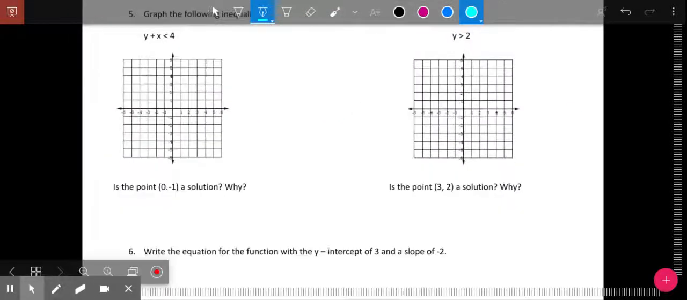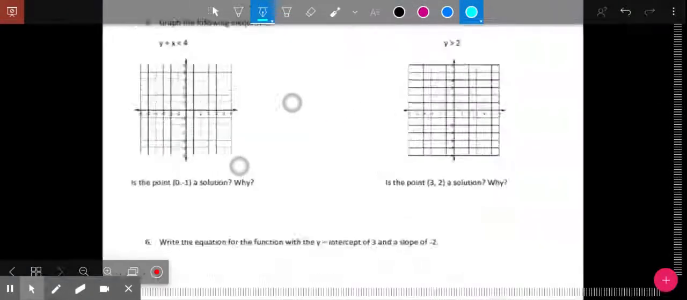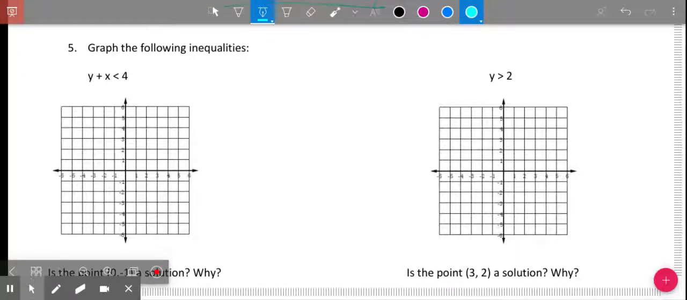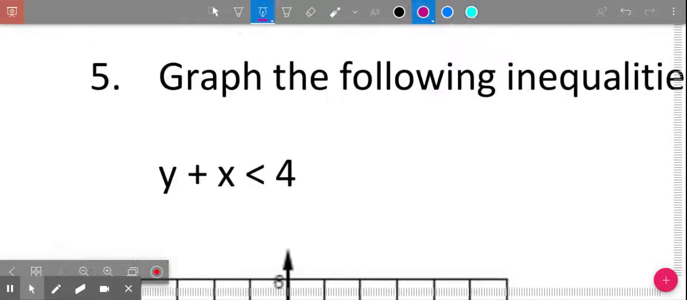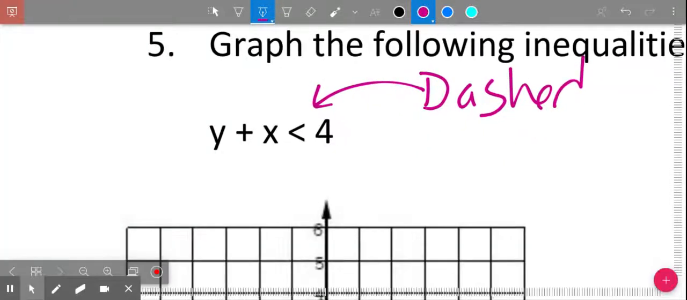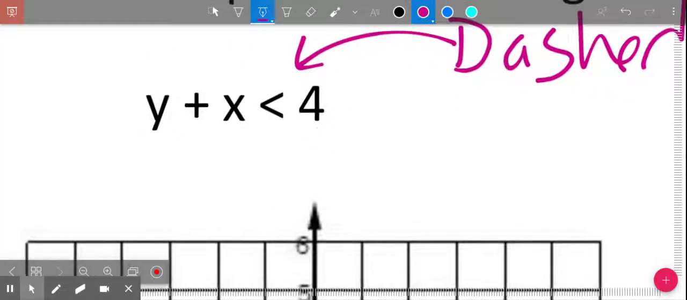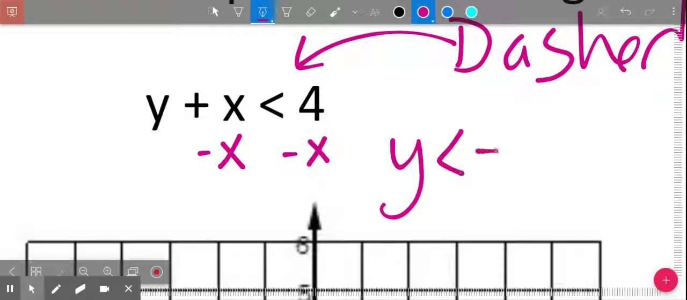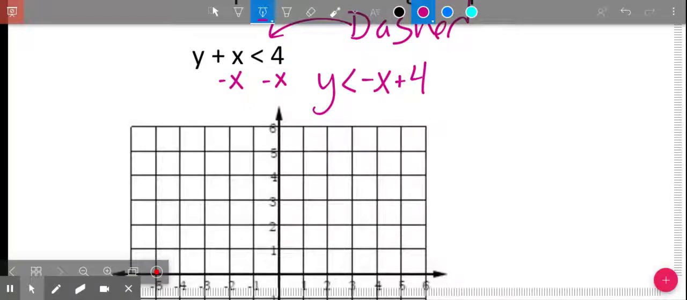Alrighty. Okay, let's do a few review problems and then we will be done for the day. So this one says graph the following inequalities. So we've got y plus x is less than 4. Since we have less than, we know that that's going to be a dashed line. From here, we're going to solve for y just to make it a little easier to graph. So I'm going to subtract the x over. I'll have y is less than negative x plus 4. So it's in slope-intercept form.